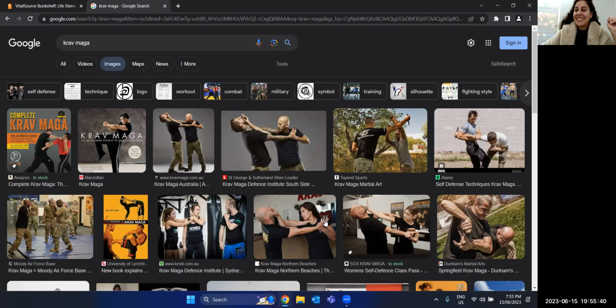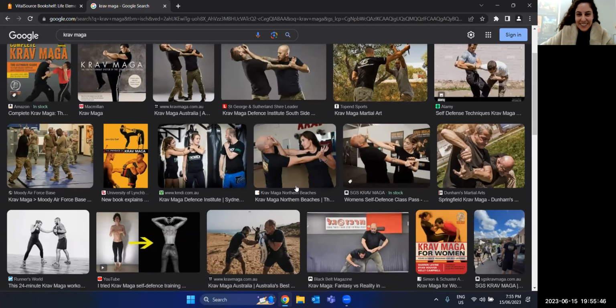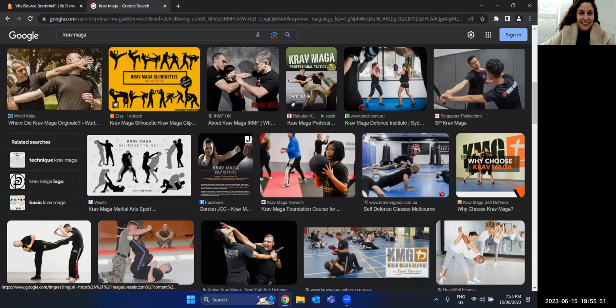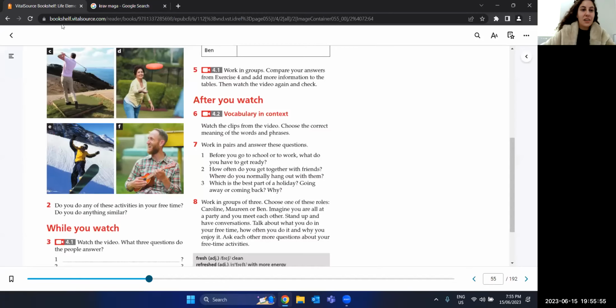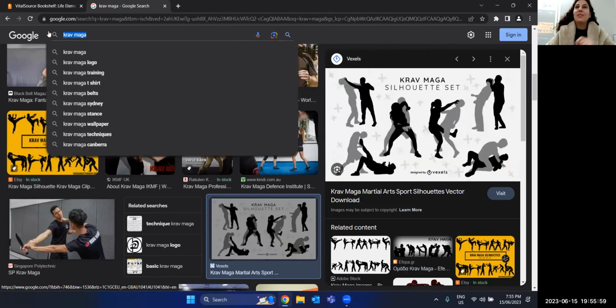Who knows this one? Israeli street defense. I like this. I like to do this. Yeah, Krav Maga. Does anyone have an activity that we didn't talk about here? A different activity?